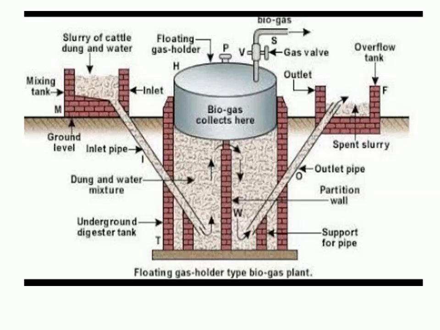So what are the main components here? Mixing tank, outlet tank, the digester, inlet pipe, outlet pipe, bifurcating wall, underground digester tank, and the dome type structure, that is the floating gas holder, then the gas valve outlet. You remember these are the components. If you want, you can add more components of the plant.